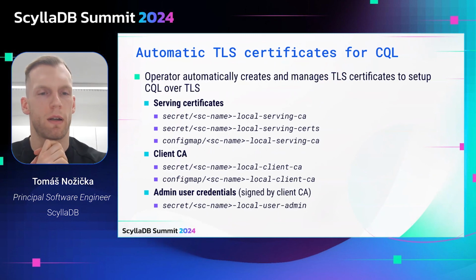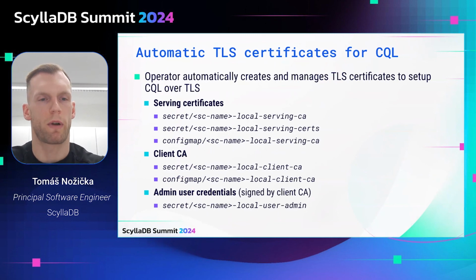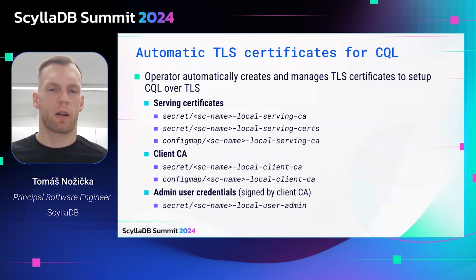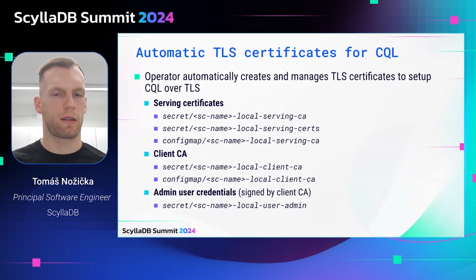So another feature that we have in the operator is a support for automatic TLS certificate for CQL. So when you create a Scylla cluster, it will automatically create a serving CA, serving certs. It will create a local client CA, and it will create an admin user with credentials. So you get everything that you need for setup of MTLS, like mutual TLS, just from the operator. So you only have to take these out of the secret and configure them for your client, and you are essentially done.